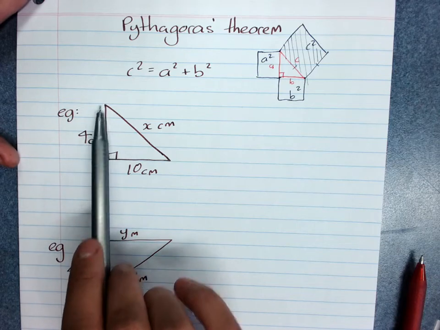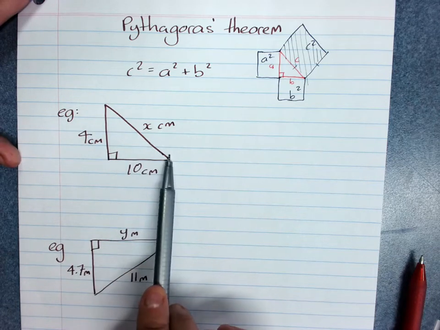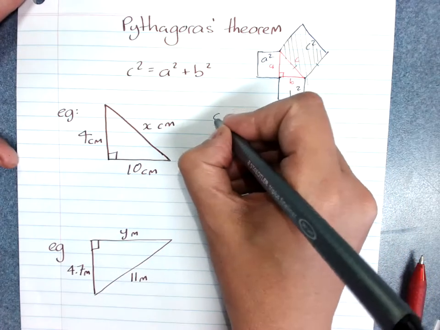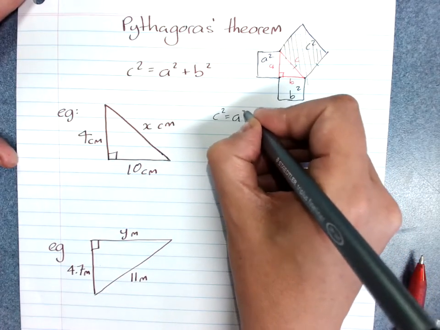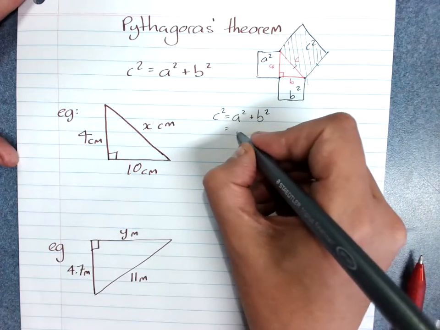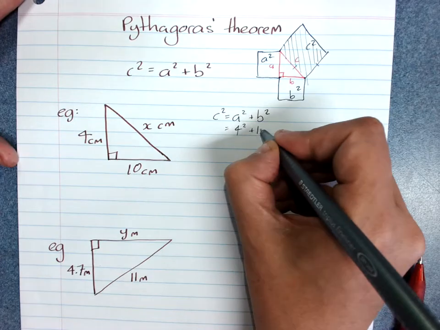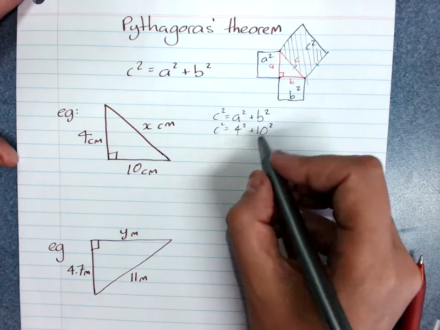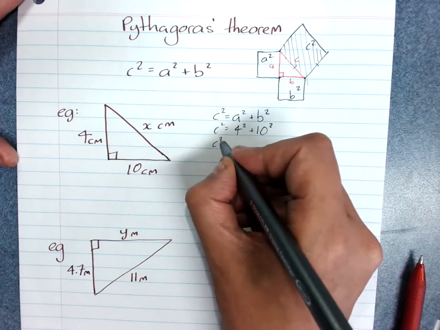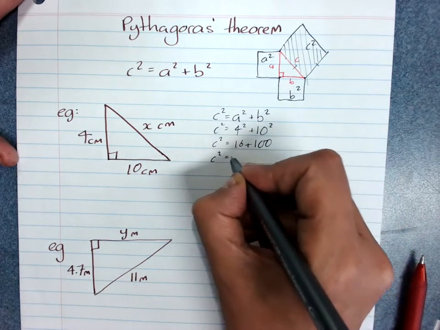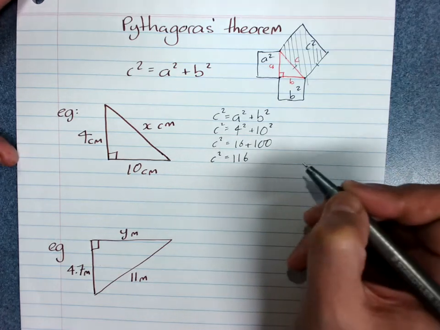For example, in this right-angled triangle, we're finding the hypotenuse. When we're finding the hypotenuse, we use Pythagoras' theorem exactly as it is. C squared equals A squared plus B squared. Substitute in the values that we know. So C squared equals 4 squared plus 10 squared. Evaluate these. C squared equals 16 plus 100. So C squared equals 116.